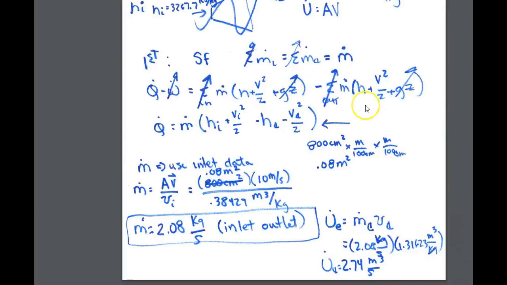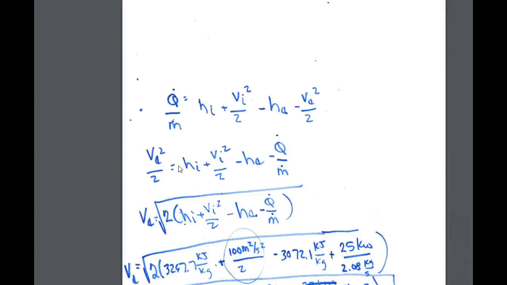Oh, the last thing I forgot is that the gz would be the potential energy term. We don't really have any difference in potential energy between the inlet and the outlet, or the exit. So we can eliminate those terms, not because they're equal to zero, but because the difference between them is equal to zero. So we can rewrite the equation as Q dot, just by eliminating terms, is equal to M dot times the enthalpy of the inlet plus the kinetic energy on the inlet, minus the enthalpy of the exit plus the kinetic energy on the exit.